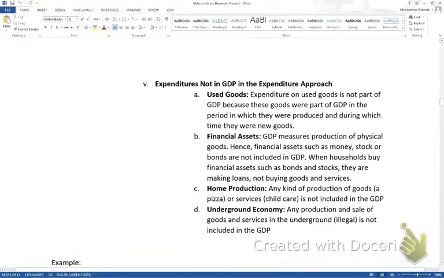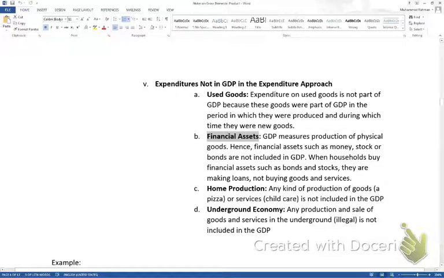Now, we have to be very careful about looking at the expenditure approach. The expenditure approach excludes four major categories of expenditures that we regularly carry out. First of all, when we buy a used good, the value of that good is not part of the GDP calculation. So even if I buy an old house today and live in it, that is not part of the GDP calculation.